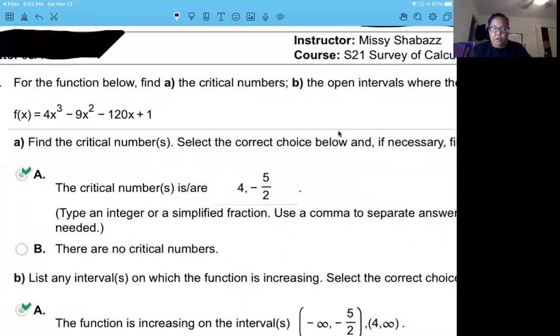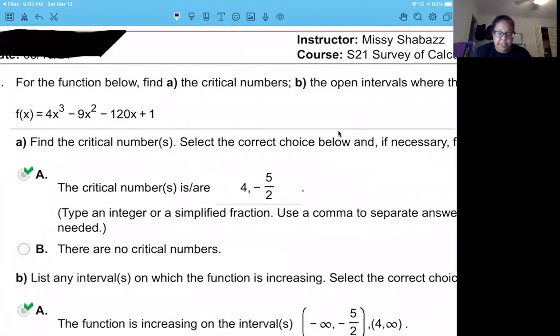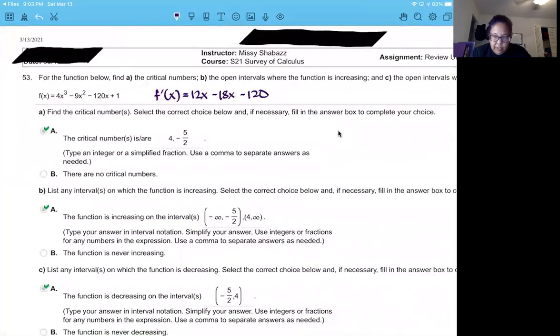All right, so to find the critical numbers, I take the derivative and set it equal to 0. So f prime of x is equal to 12x squared minus 18x minus 120. And I'm going to set that equal to 0. I think I can factor out a 6. And I get, oops, that should be squared. I get a 6 times 2x squared minus 3x minus 20.